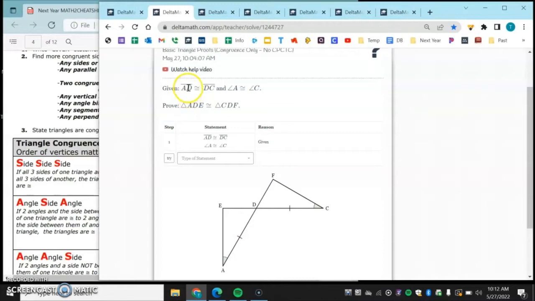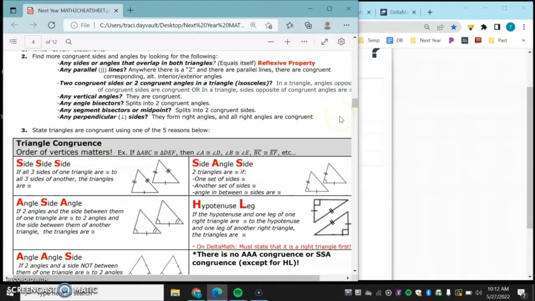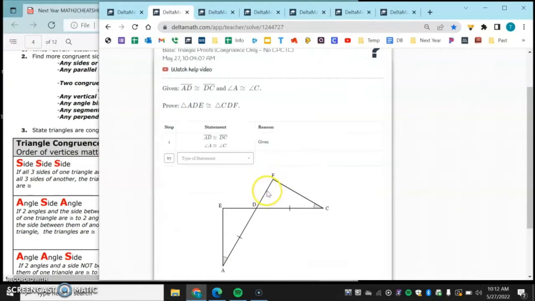So first step, they gave us that AD and DC are congruent segments. Angle A and angle C are congruent. Then we can go through our checklist to see if we can find some more sides or angles. Are there any sides or angles that these 2 triangles both share?